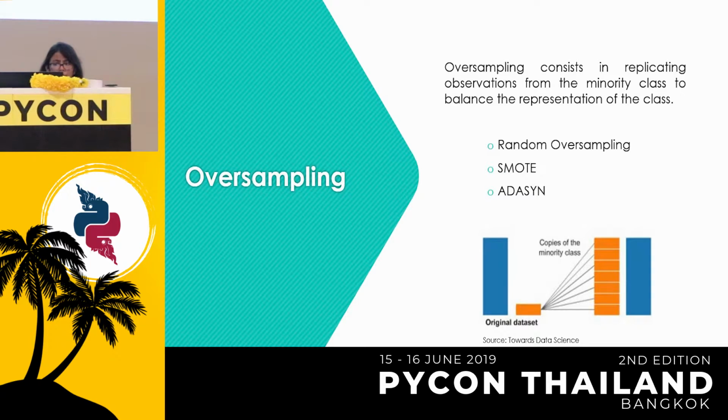For this type of techniques, we have random oversampling, which means that we randomly choose examples and we replicate them. We have SMOTE and ADASYN. I don't know if I'm pronouncing them very well, but one of the most used techniques of oversampling is SMOTE, and I'm going to talk about it a little bit.